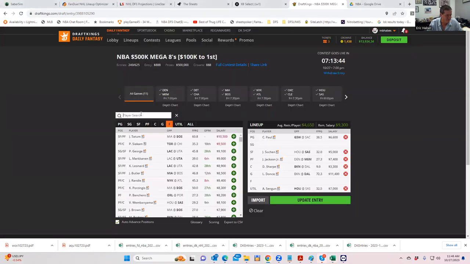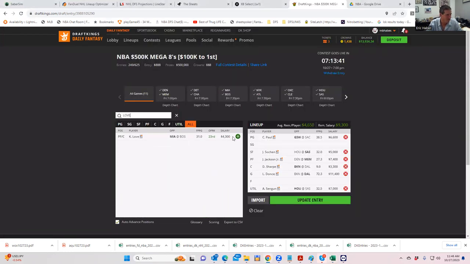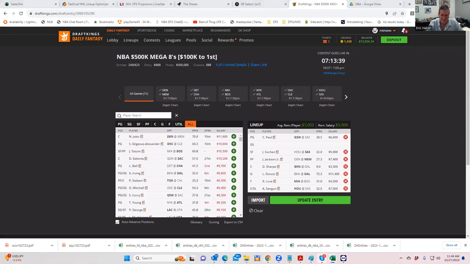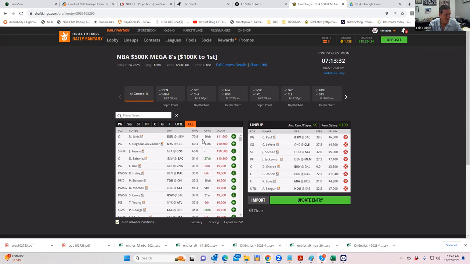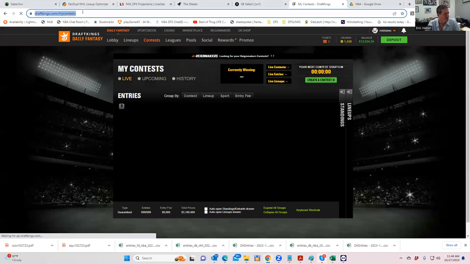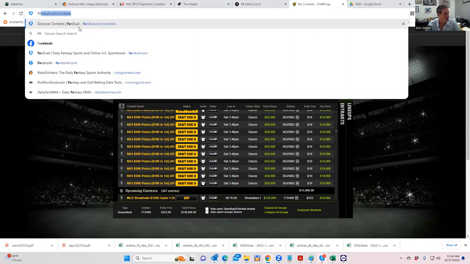You can play him at power forward, at regular forward, and then some shooting guard at 5K, which I actually found him. Now, again, LeVert's obviously going to be a huge smash play if what's his name is out, if Garland is out. Anyway, maybe he's okay, a little lower owned if Garland plays. So that's the way I would build this by hand using the sheets.